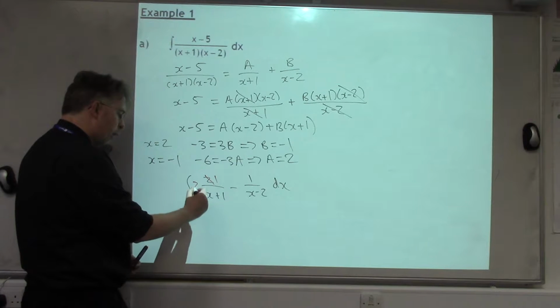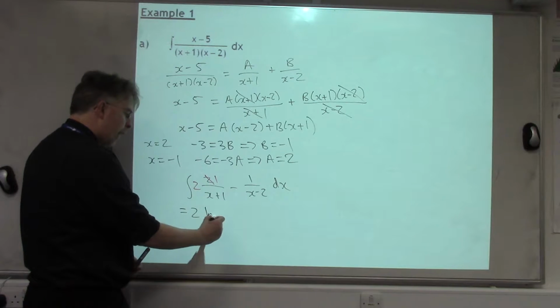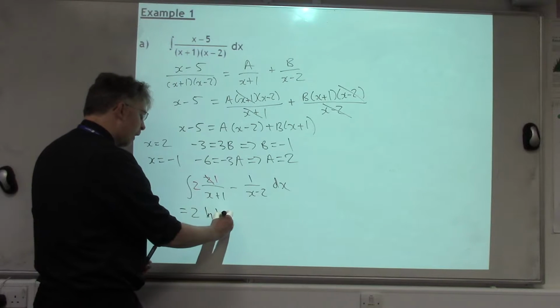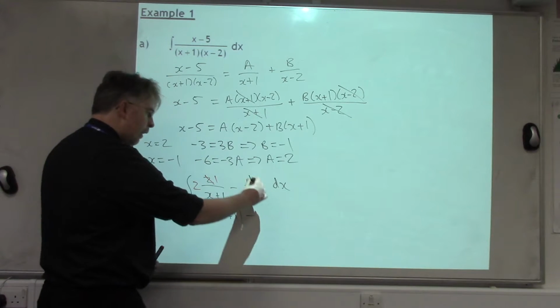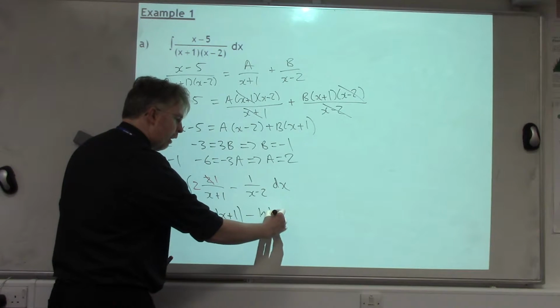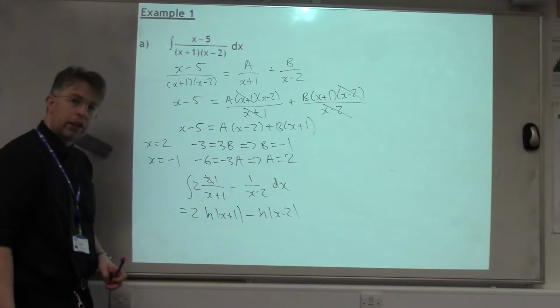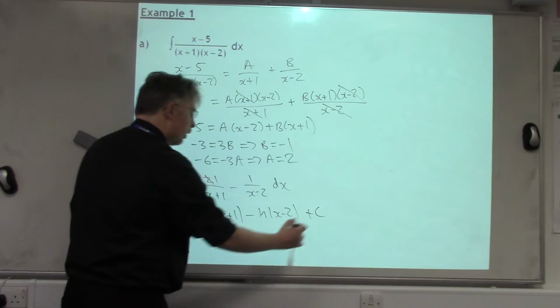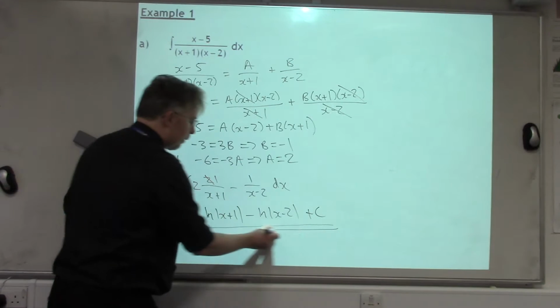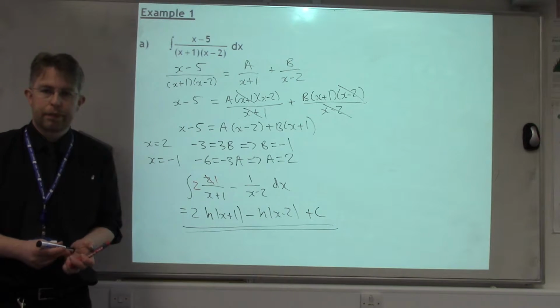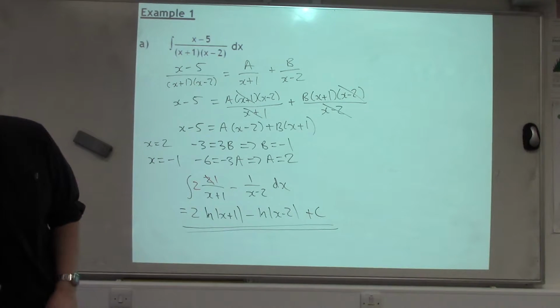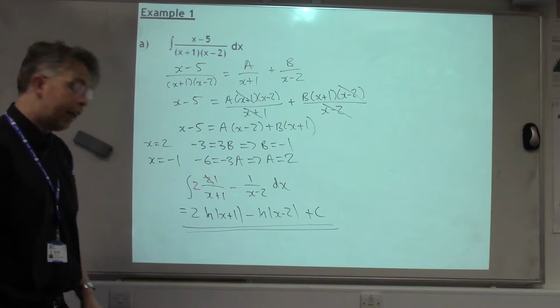So the first one, the 2 carries down, and it integrates to the ln of the denominator. Second one is just simply the ln of the denominator, and don't forget your plus c's. And that's part A. Part B.